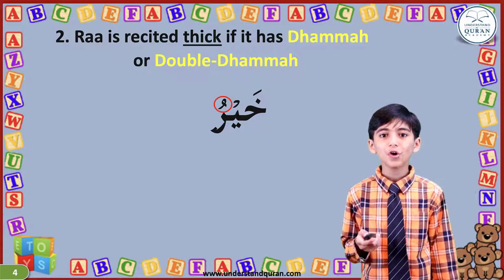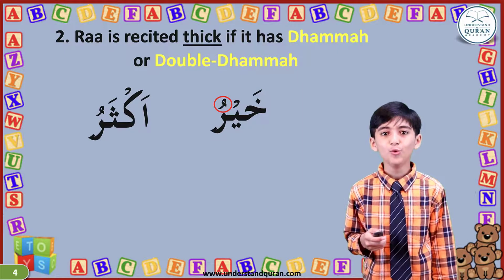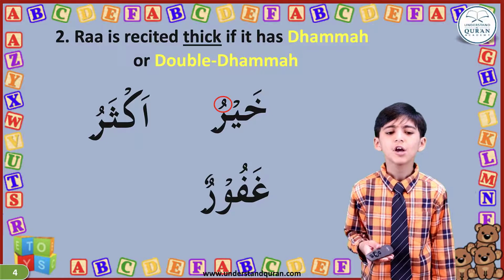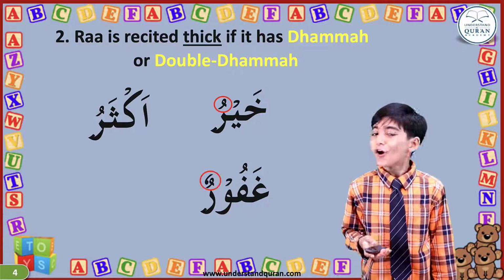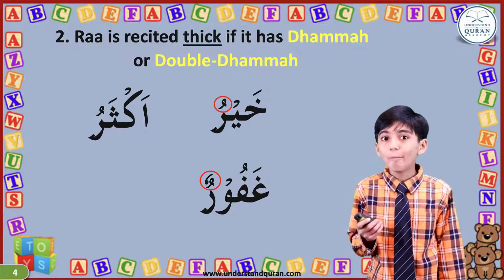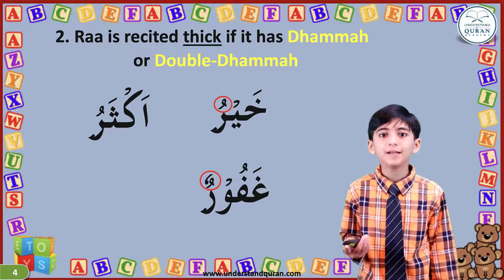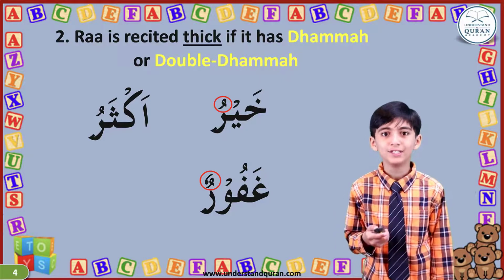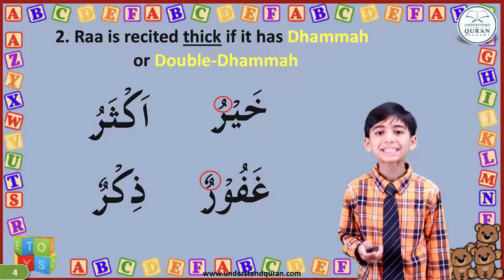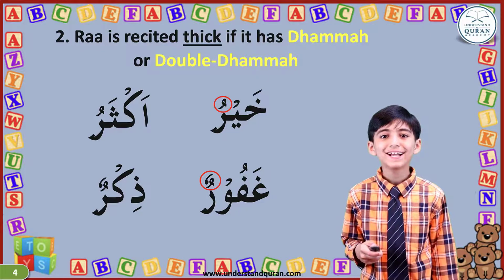Khayru, aktharu. Ghafurun. Over here, in this ra, which has double dhamma on it, we must recite it thick, because it has double dhamma on it. Ghafurun, dhikrun.